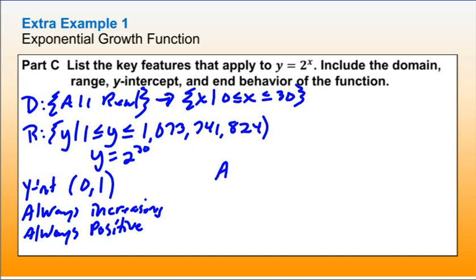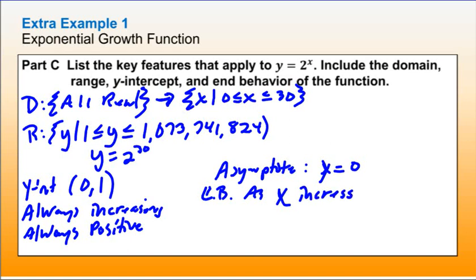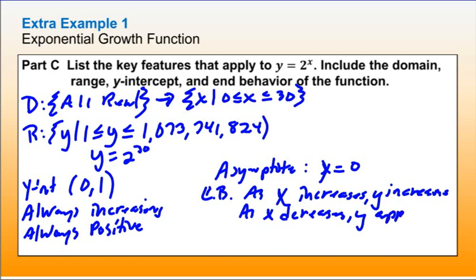The asymptote is y equaling 0. And then the end behavior: as x increases, y increases, and as x decreases, y approaches 0.